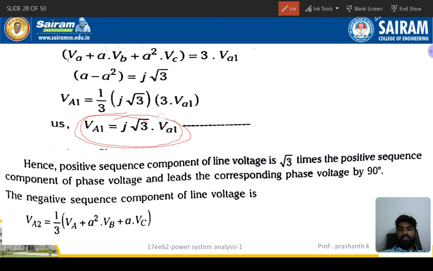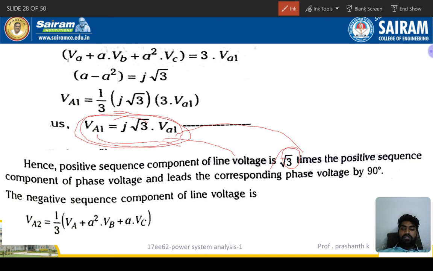So finally we got the formula. The positive sequence component of line voltage is equal to j root 3 times the positive sequence component of phase voltage. This is the phase voltage, this is the line voltage. So VAB1 is equal to j root 3 VA1. By common sense, since the positive sequence gives j root 3 VA1, we will definitely get minus j root 3 VA1 for the negative sequence.